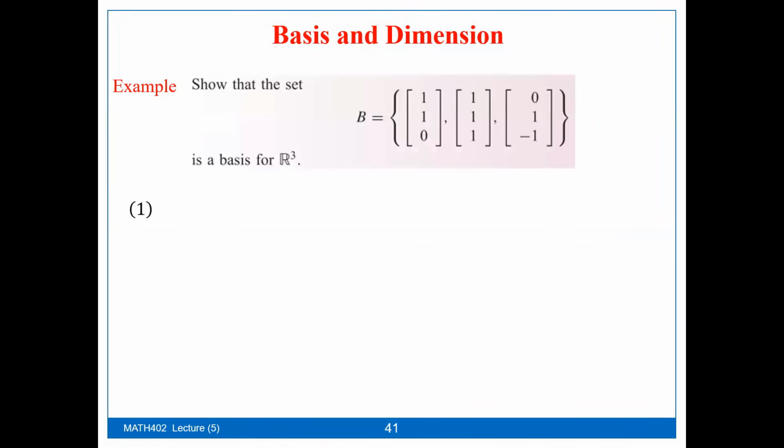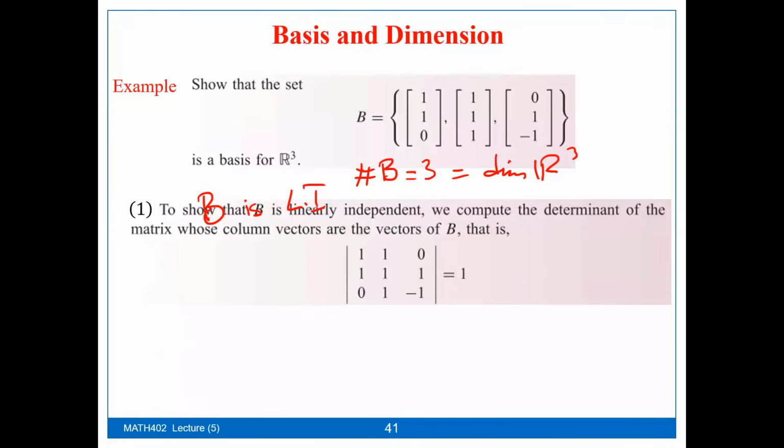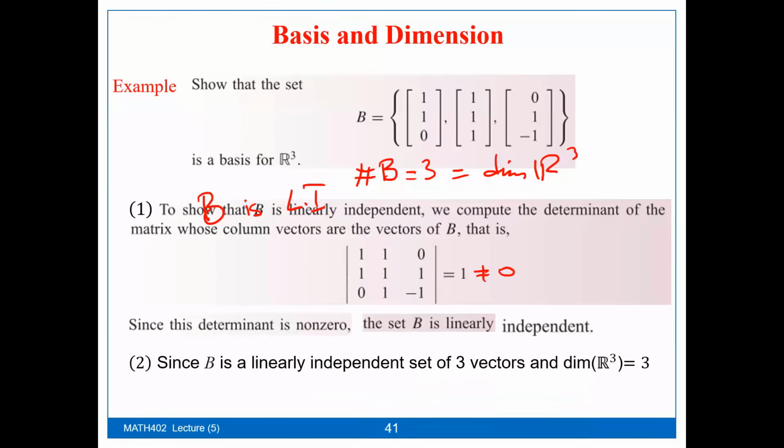Show that this set is a base of R3 again. So the number of elements of B is 3. It's the dimension of R3. Okay, so we have to show that B is linearly independent. Again, we can calculate the determinant, and if it is non-zero, it's a base, or we solve the homogeneous system and say that the only solution is the trivial solution.